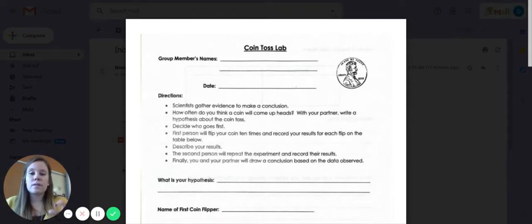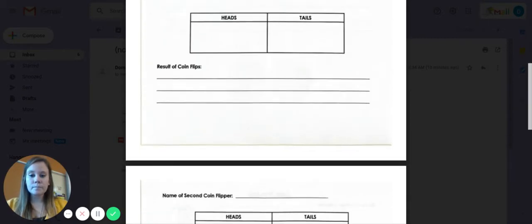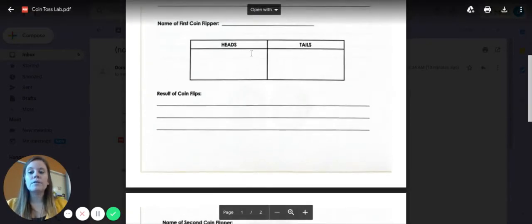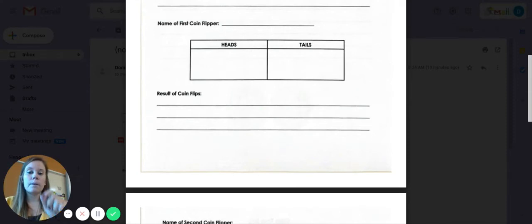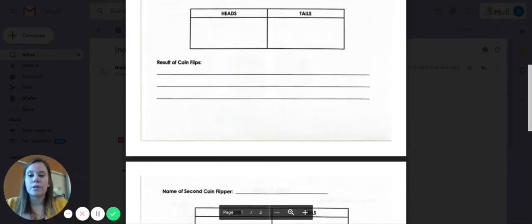So what that means is on that table down below, this table right here, you're going to do tally marks. So remember, you do 4 tally marks, and on the 5th one, you make that slash mark.